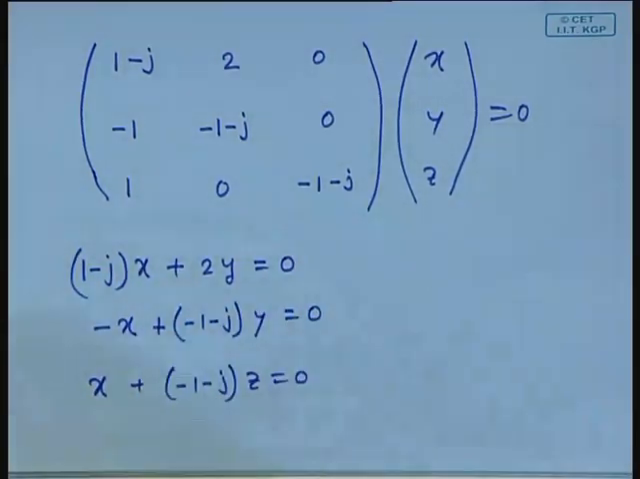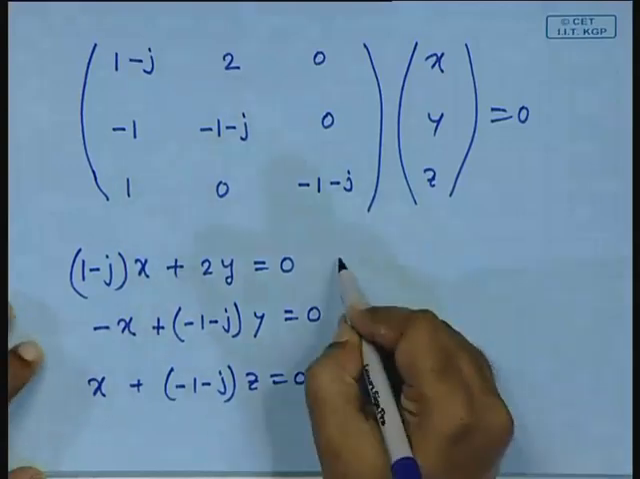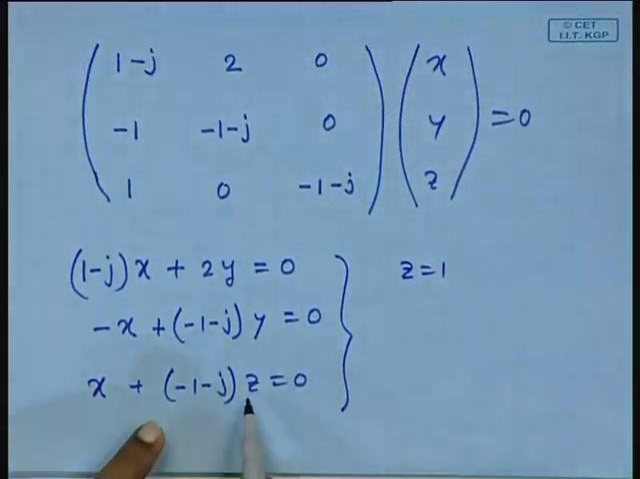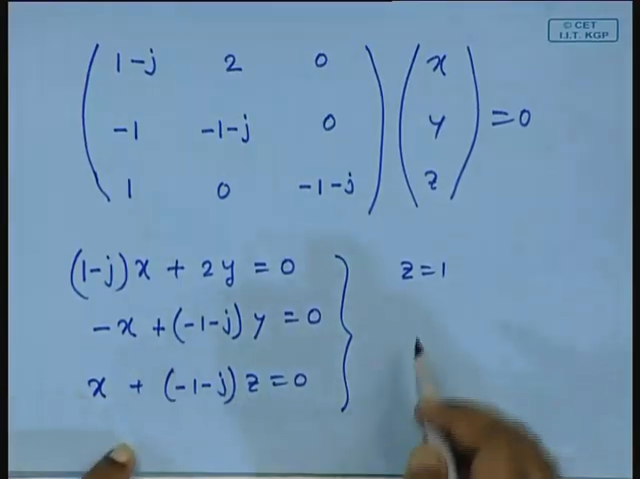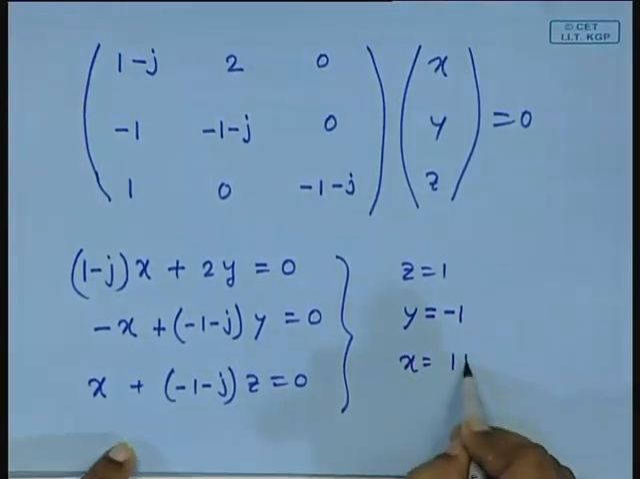What will satisfy these? No, you cannot say 0 0 0, obviously that is not a good result. So, if you take z equal to 1, okay, z equal to 1 means y equal to minus 1, and x equal to 1 plus j.